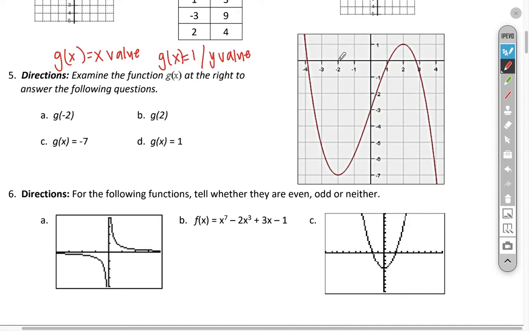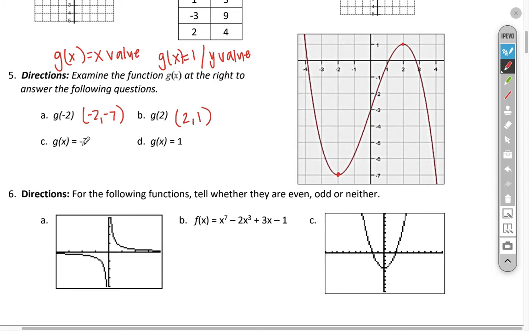So x of negative 2 is right here. Where's the point on x equals negative 2? We're going to go down and find that it is at negative 7. So our ordered pair here is negative 2, negative 7. g of 2 means we need to find where x equals 2. So here's x equals 2. Where's our line on this graph? Where's our point on this graph? So it's going to be 2, positive 1.